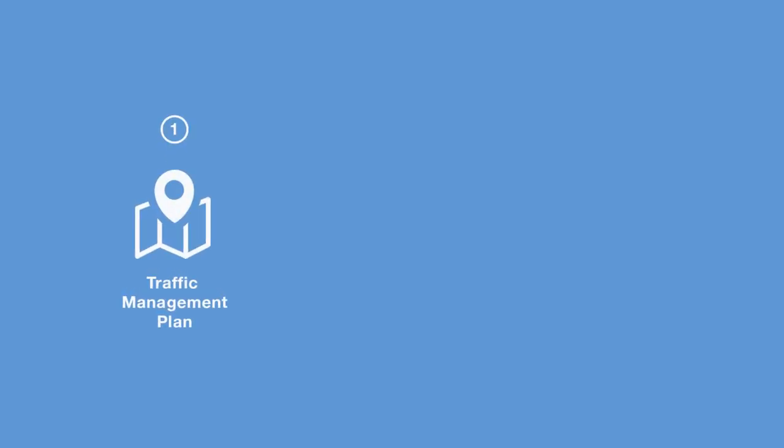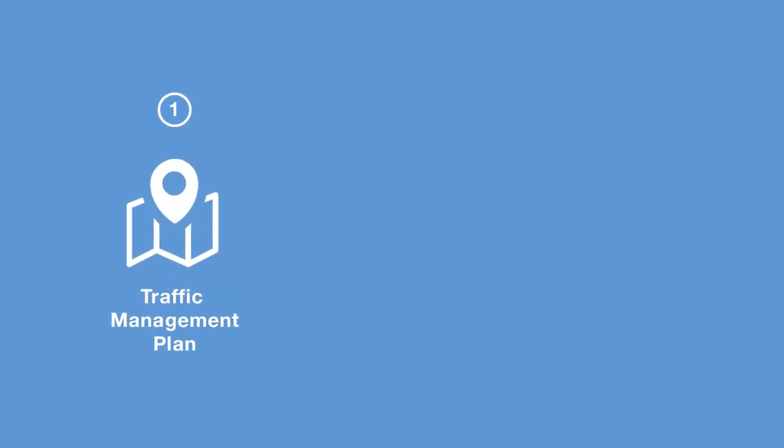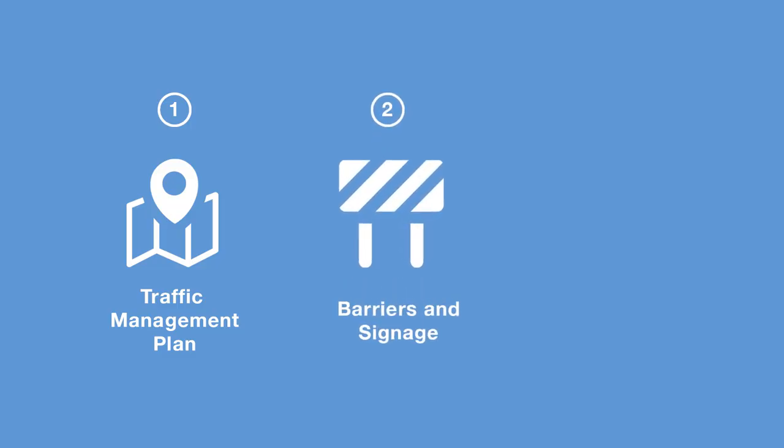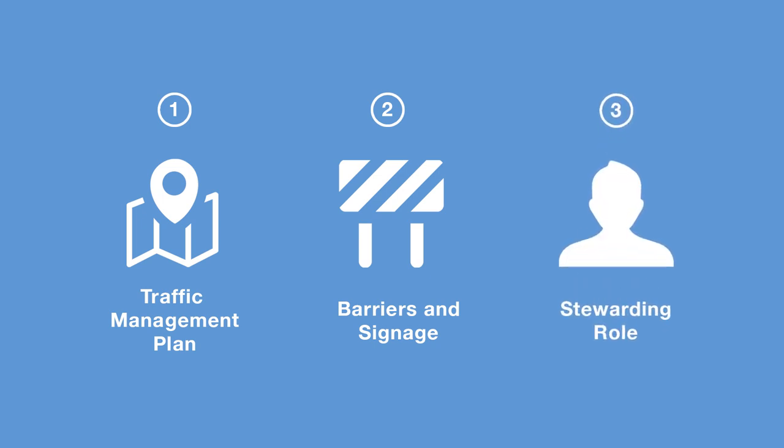The process of setting up a school street or play street will vary depending on your local authority and what they have in place already. Stewarding at both schemes follows the same process. Step 1, create a traffic management plan. Don't worry, this is not as complicated as it might sound. Step 2, barriers and signage, how to use them safely. Step 3, your role as a steward and what is expected of you.